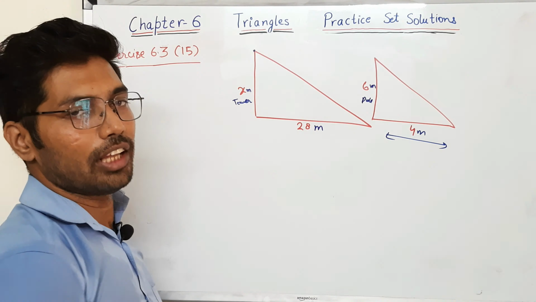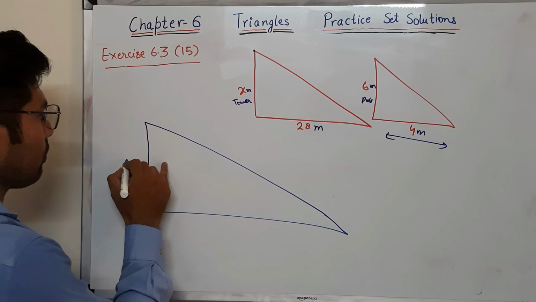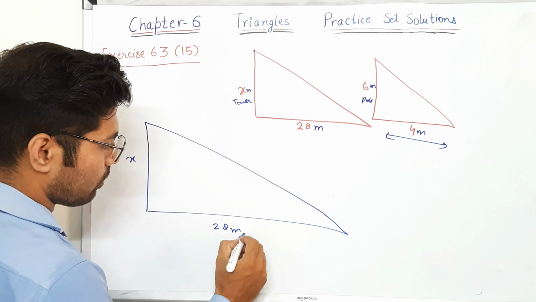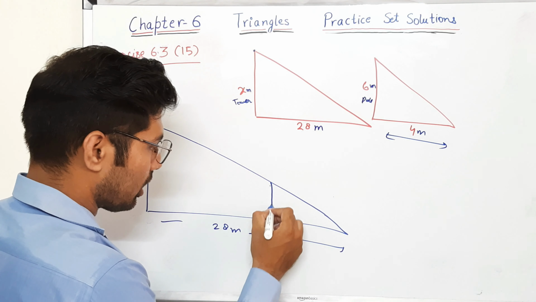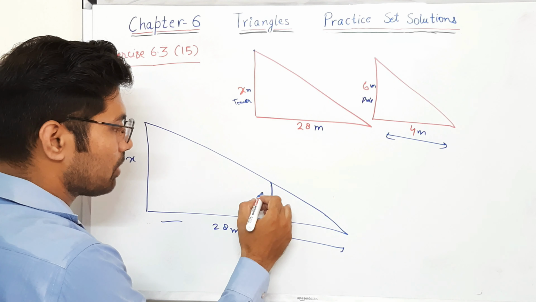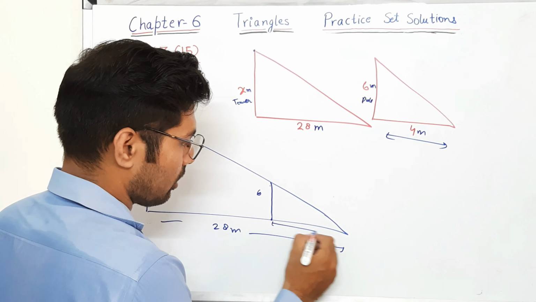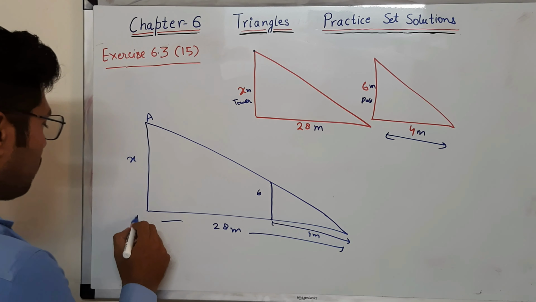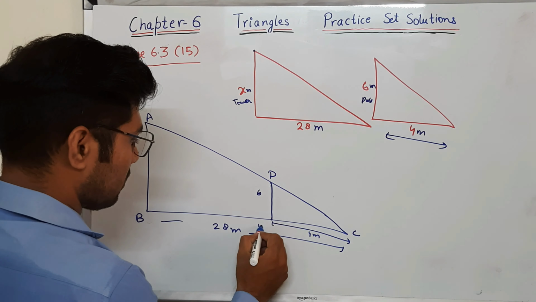Okay, so for example in a day, this happens. This is the tower with length x, let's suppose x is the length, and it gives a shadow of 28 meters. Now the other one, for example there is a pole here, which is 6 meters in length. Let's suppose its shadow comes to this point, and this is the length 4 meters. Now let's give the vertices names A, B, C, and this is D, and this is E.